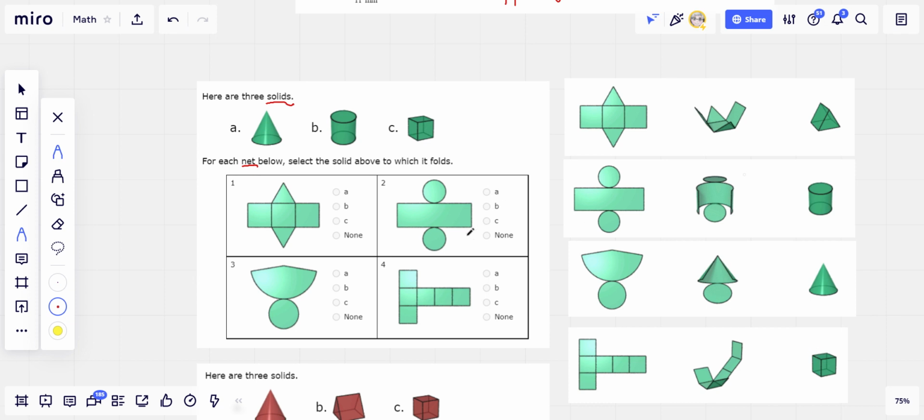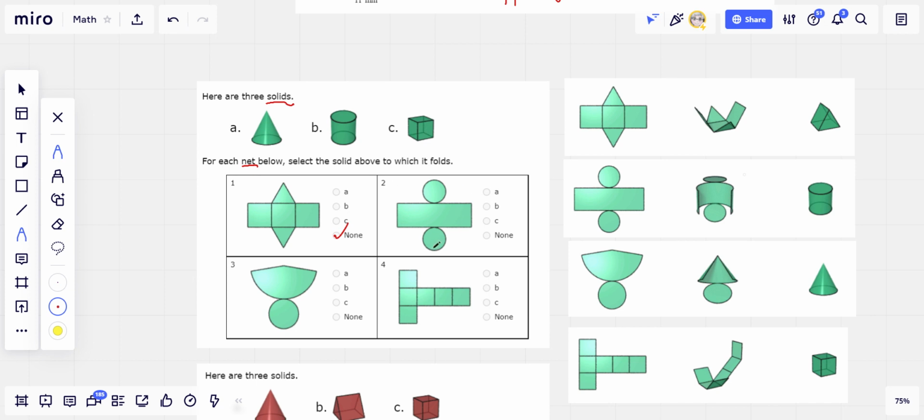Okay, so all we really have to do is match the net to the shape. And we've got cone is A, cylinder is B, and cube is C. So this first one, it has 3 squares and these 2 triangles. This is the one that folds up into that triangular prism. We do not have that up here. A is a cone, not a triangular prism. So this one is none.